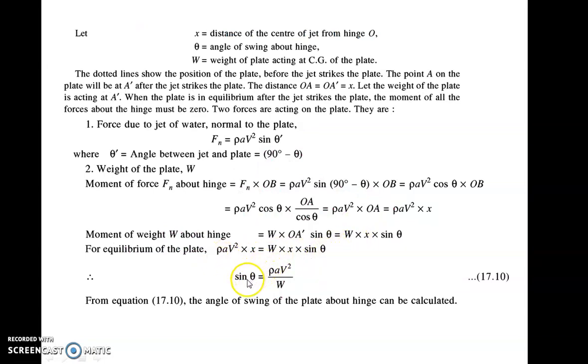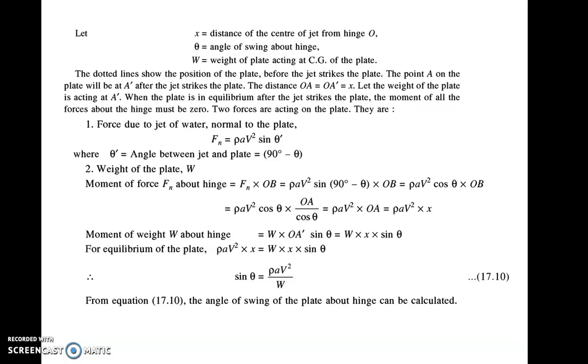So sine theta is equal to, x will get cancelled, rho a v square upon W. So it's very simple. You have to apply simple mechanics principles and trigonometry relations. So you get a ready-made value of sine theta: rho a v square upon W.